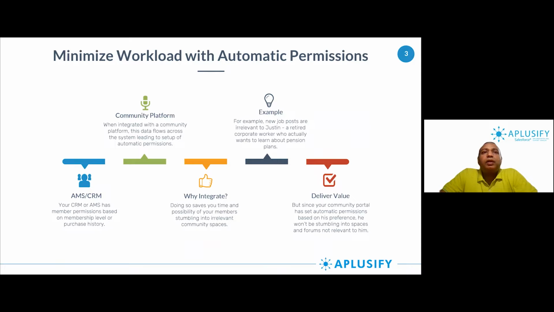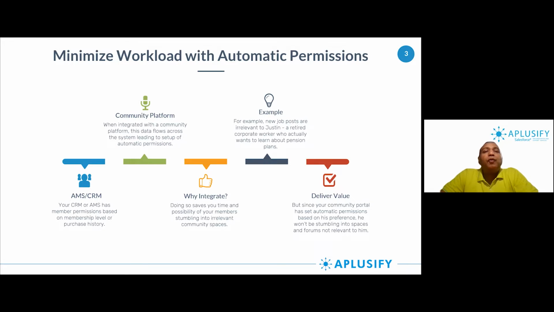Now, what does this community platform integration with the CRM provide? These are two systems. Your community platform is where your member community engages with other members. They are going to social media to like your posts. They are talking to each other, networking with each other. Different members have different permissions based on your membership level, and all this information is stored in your CRM or AMS.